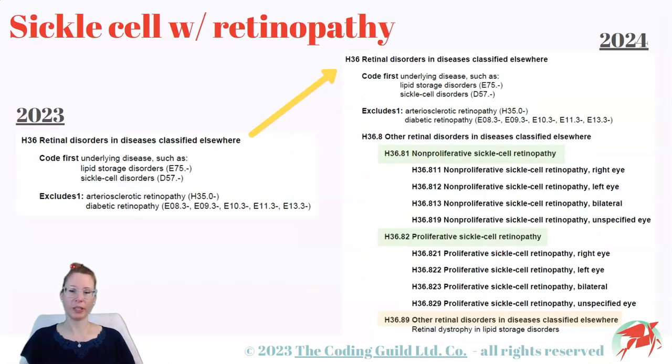The last modification here is the addition of codes for sickle cell retinopathy. Up until now, we only had one code to describe any sort of retinal disorder in diseases classified elsewhere, but in the new code set, we have a whole new subcategory to further specify what's going on. H36.8 was created to describe either sickle cell retinopathy or everything else. With the caveat, of course, that we still have our Excludes1 note for arteriosclerotic and diabetic retinopathy. Those would not be coded here.